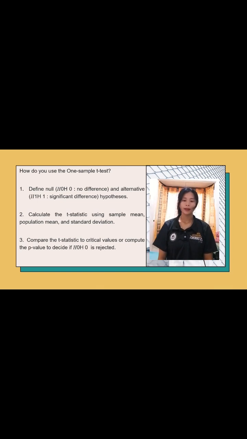Number 1. Define the null hypothesis, H0, no difference, and the alternative hypothesis, H1, a significant difference. Number 2. Calculate the t-statistic using the sample mean, population mean, and standard deviation. Number 3. Compare the t-statistic to critical values or compute the p-value to decide if H0 is rejected.